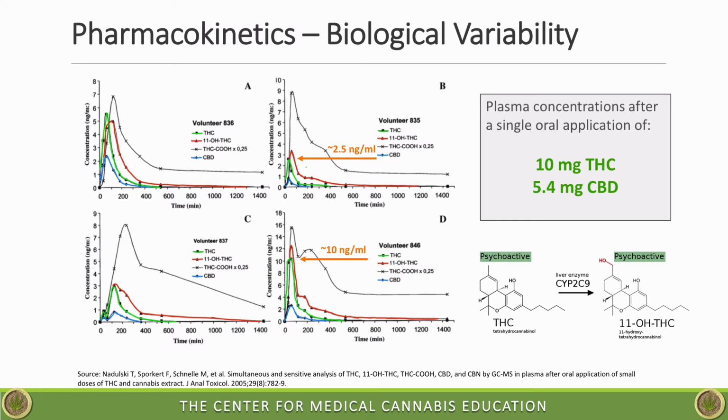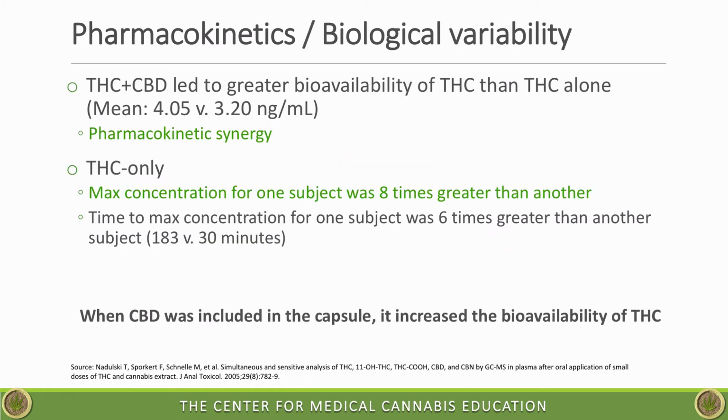The important point here is there's so much biological variability that the pharmacokinetics can lead to a wide disparity between the dose that is administered and the dose that is actually received. A couple last points on this particular study. When CBD and THC were administered together, it led to greater bioavailability of THC than when THC was administered alone. So there's a different type of synergy there. That's a pharmacokinetic synergy. And then also, when THC was administered alone, the maximum concentration for the highest subject was 8 times greater than the lowest concentration. That's, again, a huge disparity.